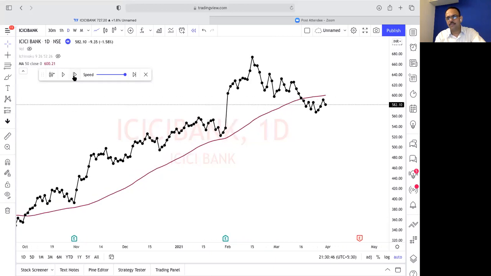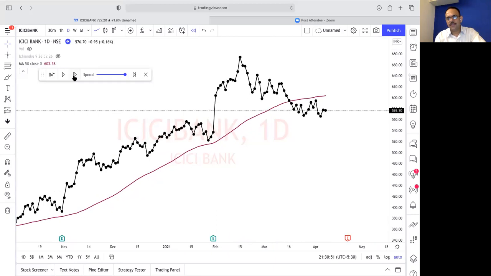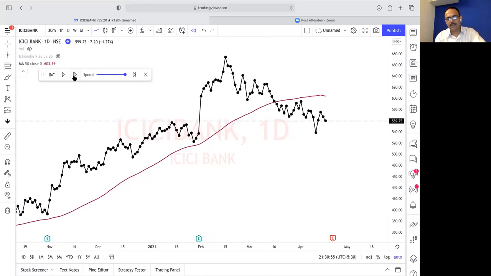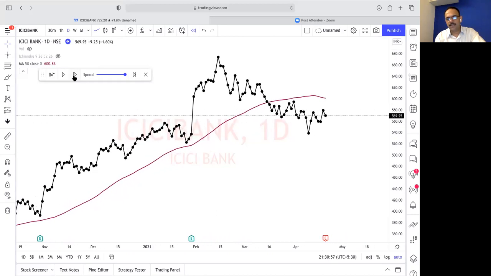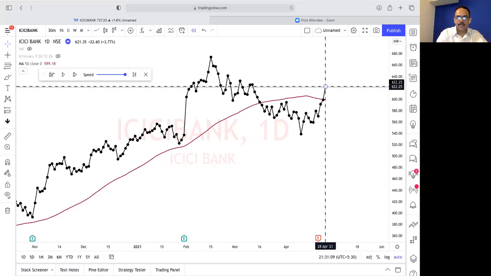As long as it is below the 50-day moving average, we will not buy it. Okay. So it's still below the 50-day moving average. We are not buying it. And it has gone. Has it gone above the 50-day moving average? Yes. Okay. Let's buy it.